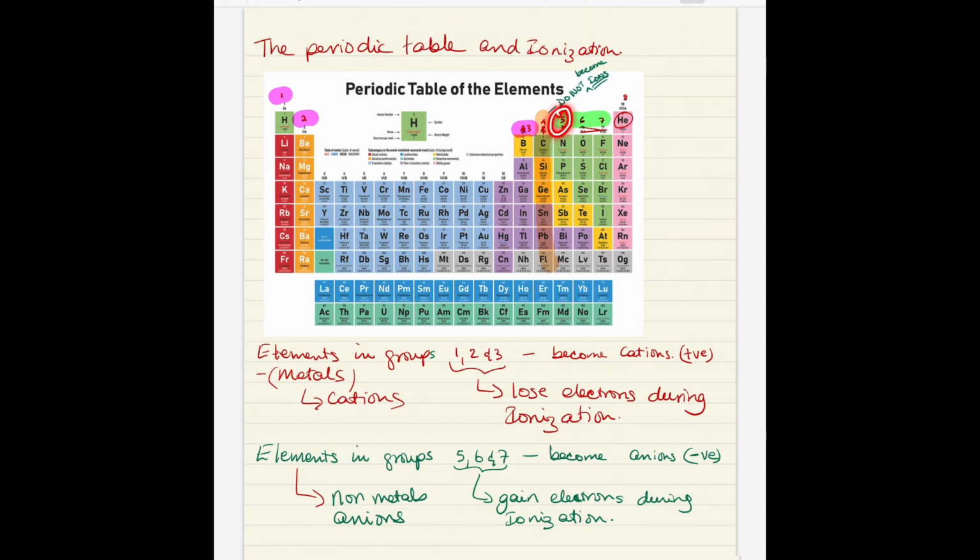Elements in group 5 will gain 3 electrons because 5 plus 3 is 8. Elements in group 6 will gain 2 electrons because 6 plus 2 is 8 as well. Elements in group 7 will gain 1 electron because 7 plus 1 is 8. That will give them a full outermost shell. Please remember that the group 8 elements, the noble gases, have full valence shells already, so they do not ionize because they don't need to gain or lose any electrons.